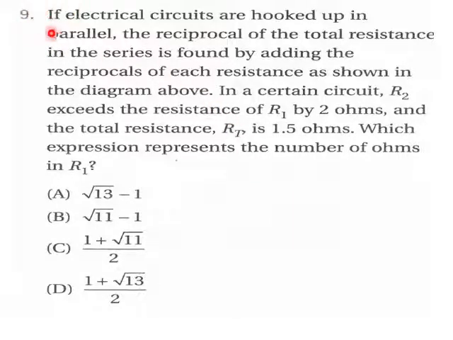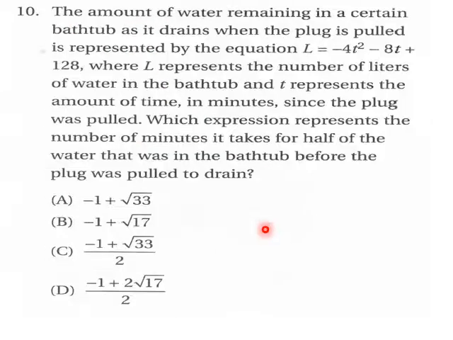And then we have this problem here, R1, R2, goes to RT. And then number 9, if electrical circuits are hooked up in parallel, you go back into a kind of a situation here. Which expression represents the number of ohms in R1? In a certain circuit, R2 exceeds the resistance of R1 by 2 ohms, and the total resistance RT is 1.5 ohms. Which expression represents the number of ohms in R1? So that's a good little question there.